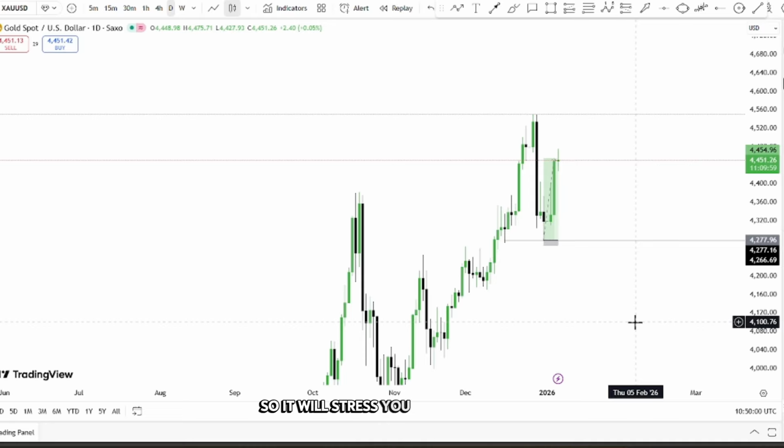So it will stress you out. Then again, you need to understand liquidity zones. Here's my liquidity. You must be so certain, because you don't get to confirm anything. So this is your liquidity, this is your structure. You're buying from this level and you're buying from that level. So those are the cons, and it's a problem.